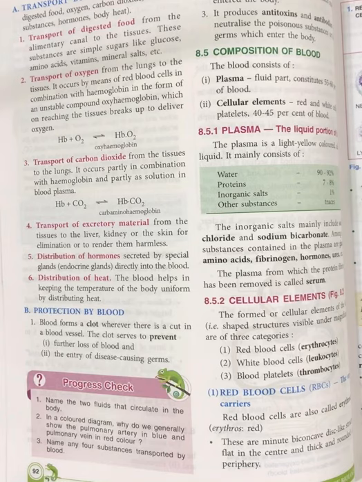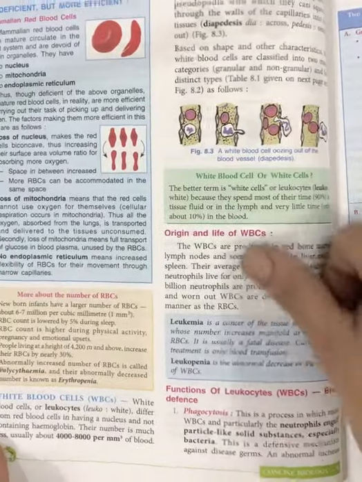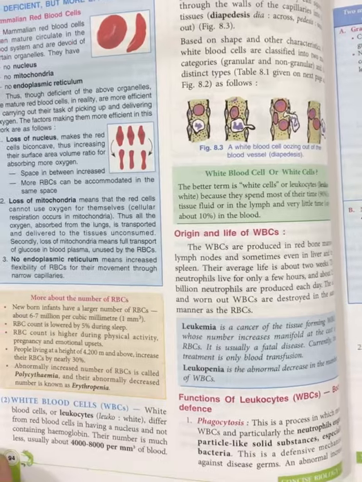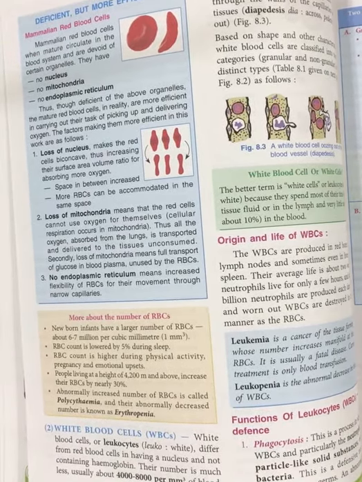Then name any 4 substances transported by blood. One is digested food, oxygen, carbon dioxide, and excretory material. So this is about the progress check. And the composition of blood we had done in the online class. Now, next part is white blood cells, which we will do next time.